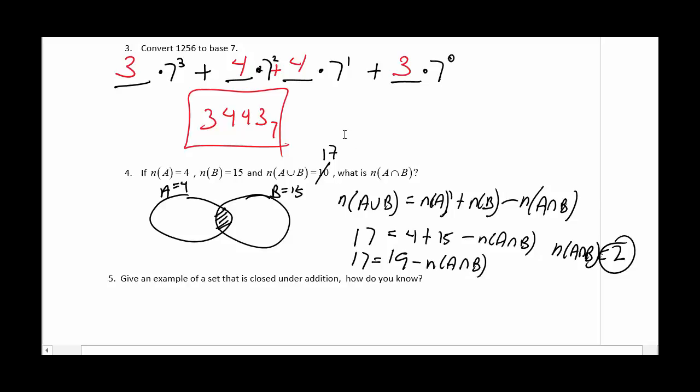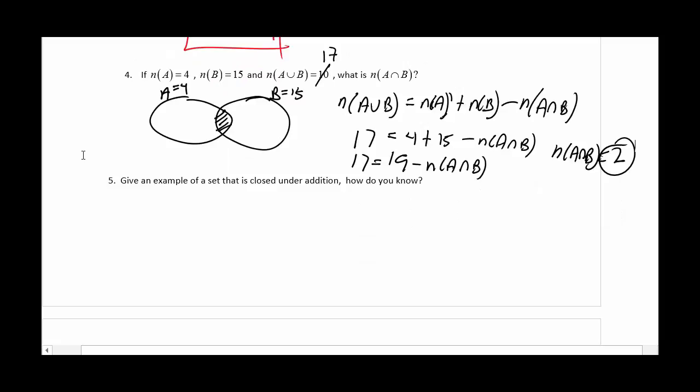Number 5, give an example of a set that is closed under addition, then how do you know? Okay, so let me start with, give 2 examples here. Let me start with the set of numbers 0 and 1. Now, closed under addition means if I pick any element from the set and I add it to another element from the set, I end up getting a third element that happens to be a member of the set. So in this case, if I pick 0 plus 1, I get 1, and 1 happens to be something in the set, so it is closed.